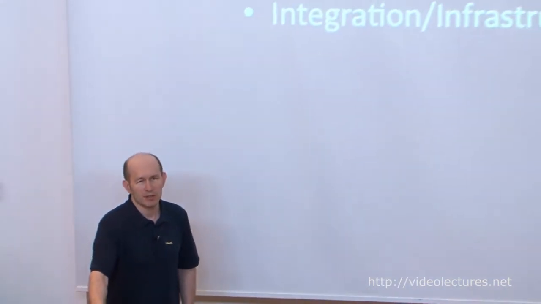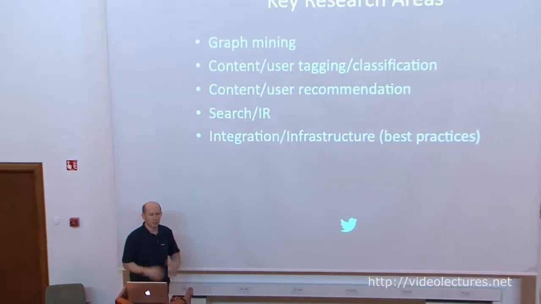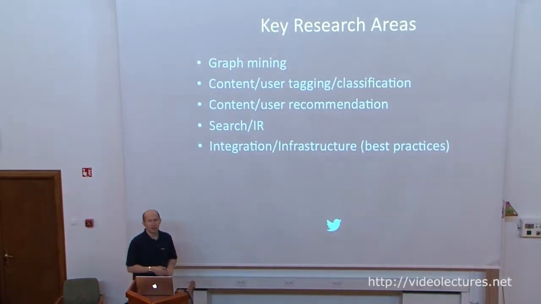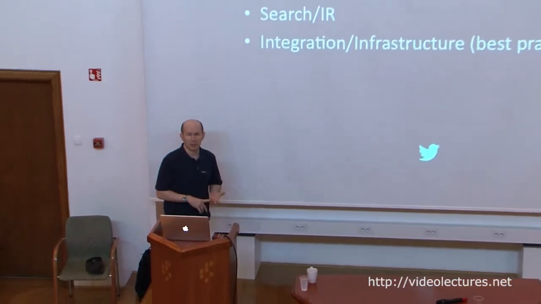So the key research areas, not necessarily in order of relevance, are graph mining, obviously, with the Twitter graph, which connects users. We have content classification and tagging. We have recommender style problems, so user recommendation, content recommendation. We have search and, broadly speaking, information retrieval. And we have various infrastructure components which tie those things together and make it happen. So let's start with graph mining.